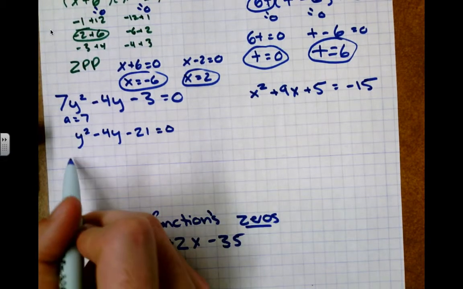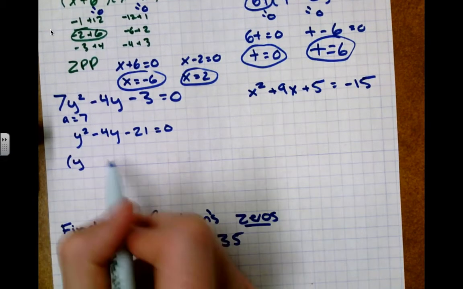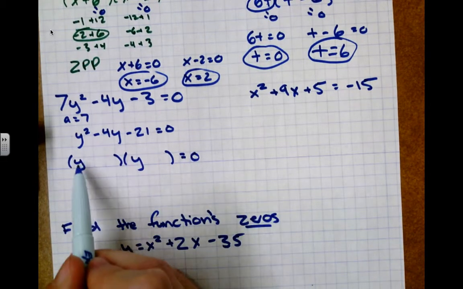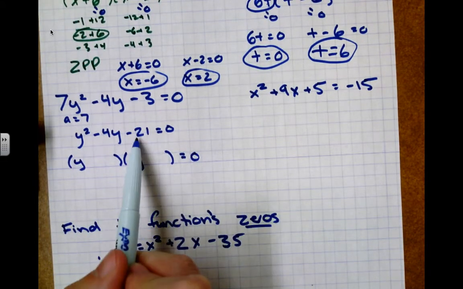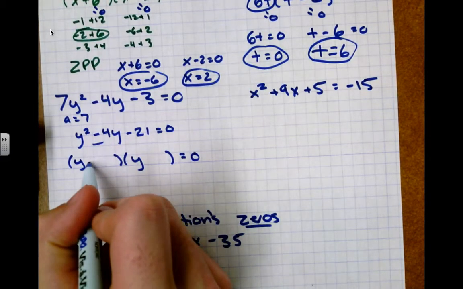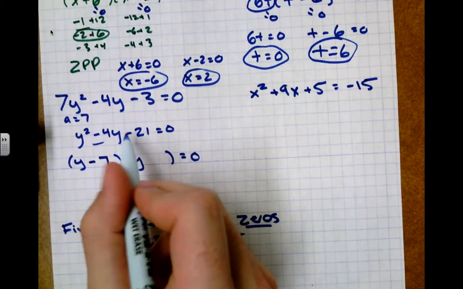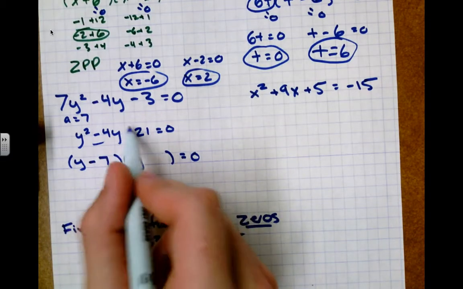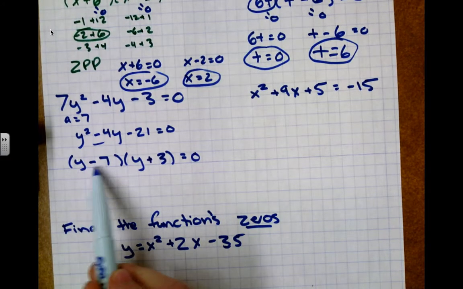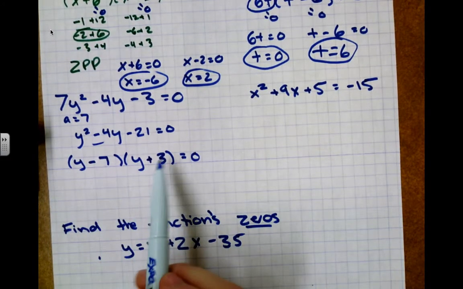Now I go through and I factor this. Again, my variable is y. We have to be careful about what our variable is. We're looking for two numbers that add to negative 4 and multiply to negative 21. My signs should be opposite because I have a negative sign at the end. What that ends up coming out to is y minus 7 and y plus 3.